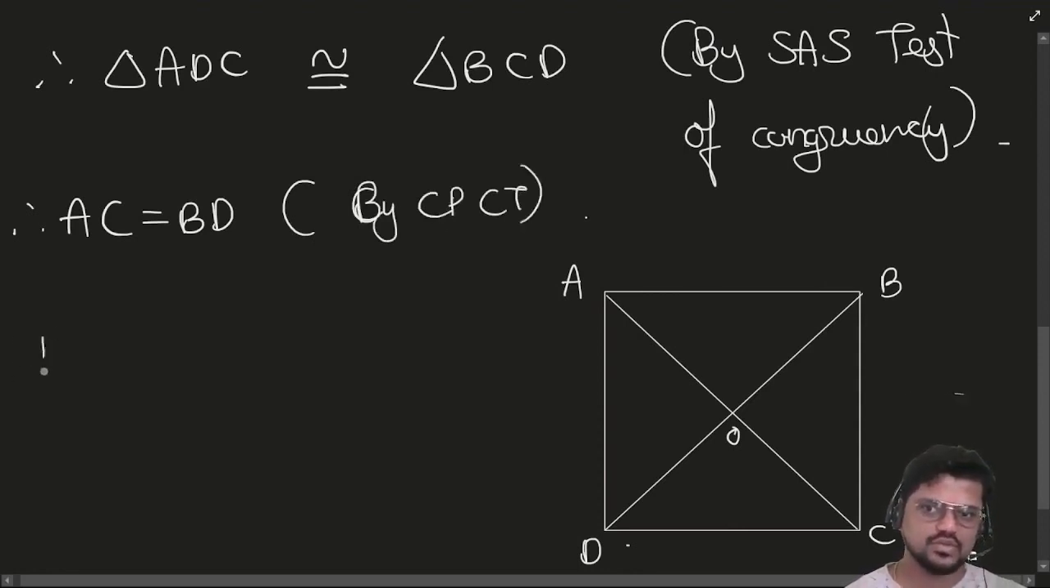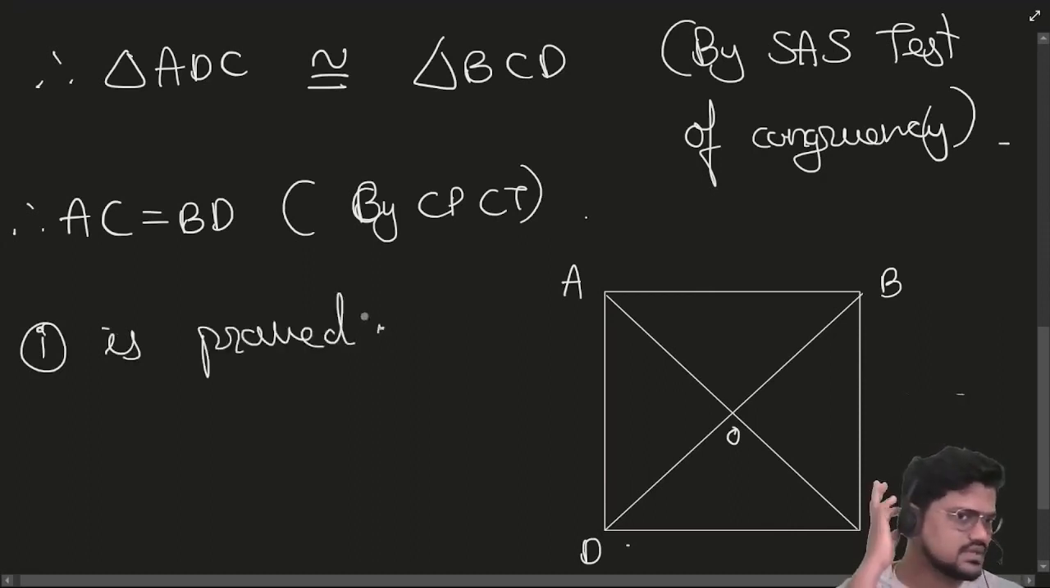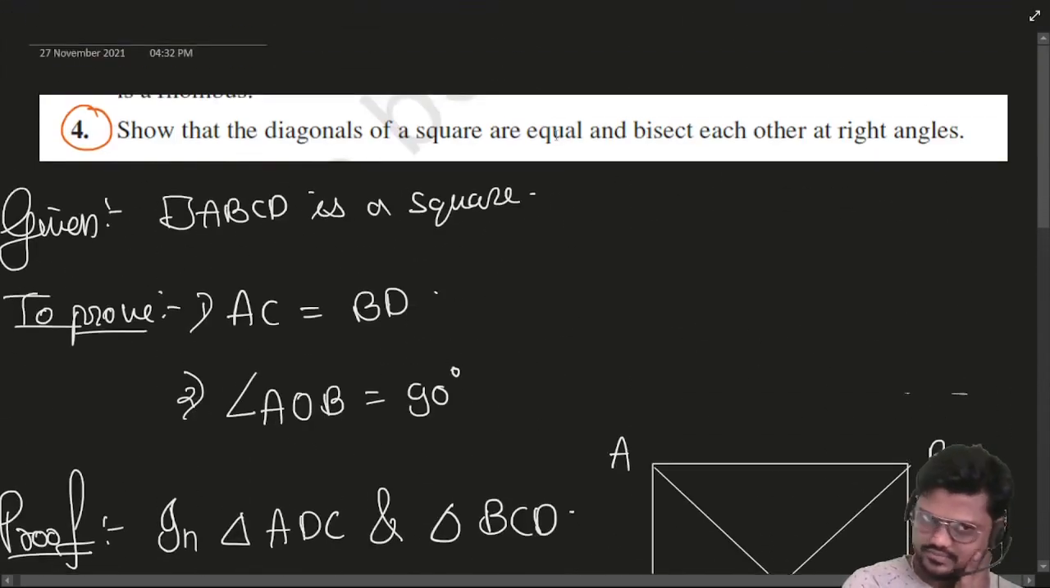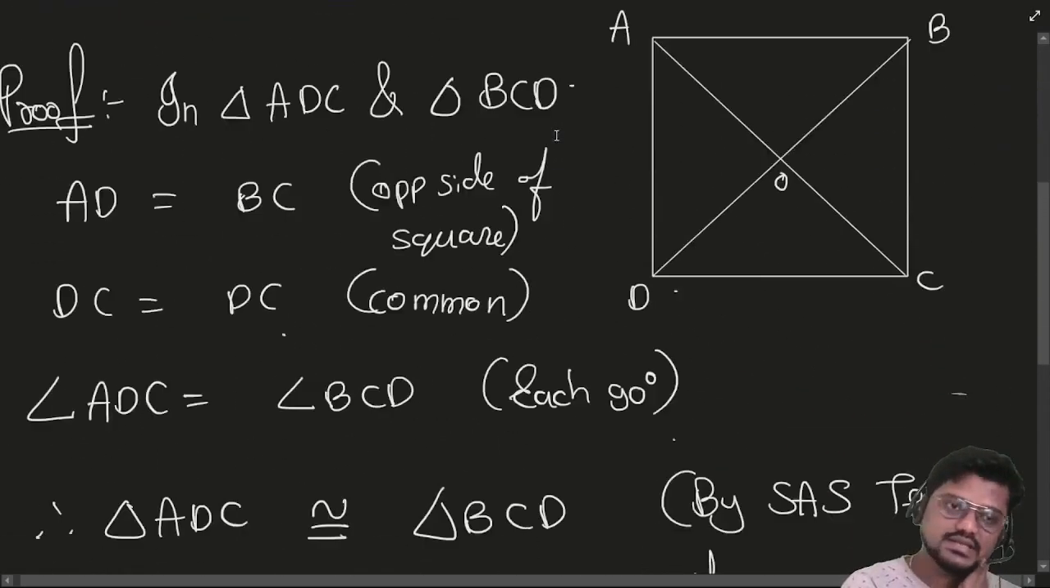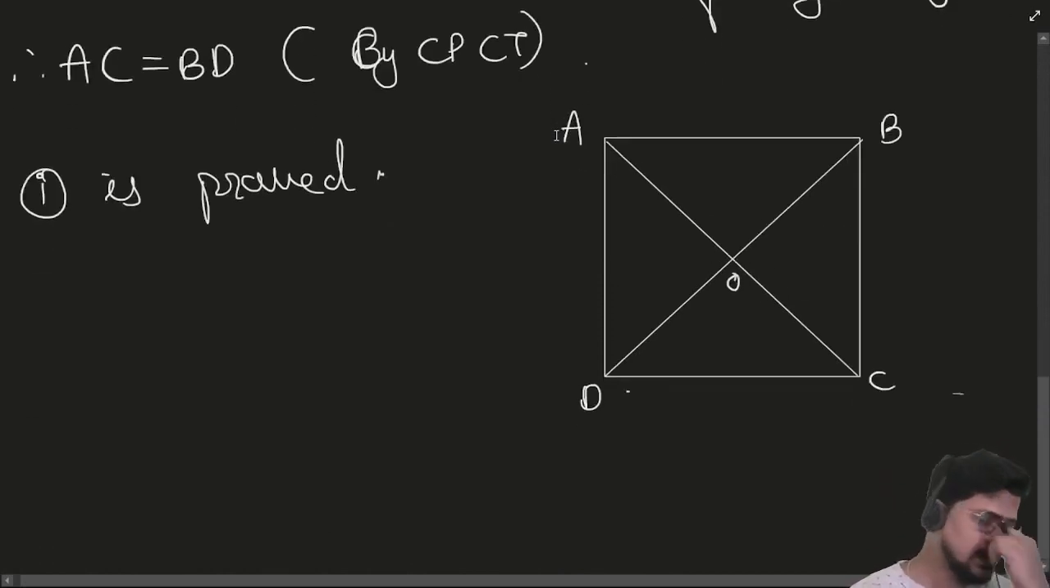Hence, the first one is proved. Yes, the first thing, that the diagonals are equal, has been proved. The next thing is that they bisect each other at right angles. How will you prove it?